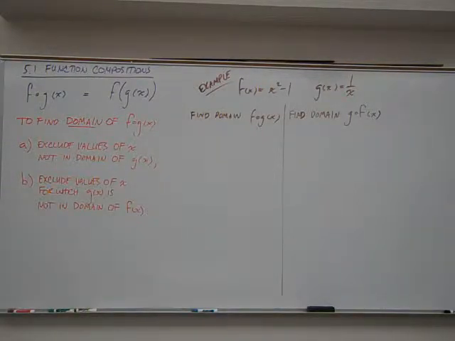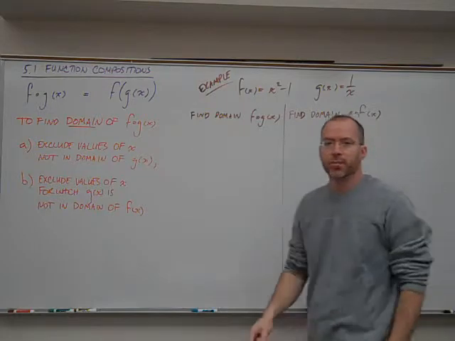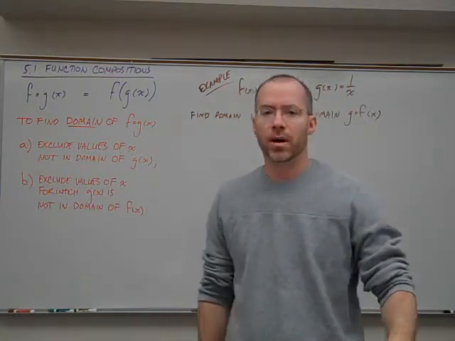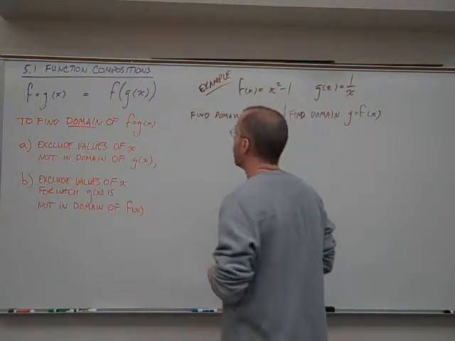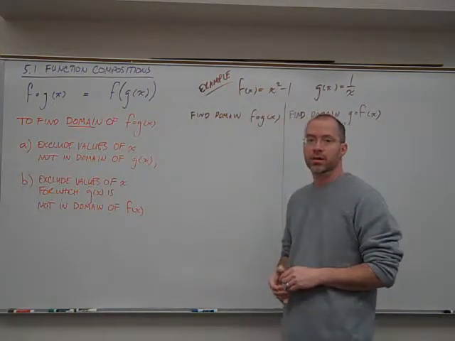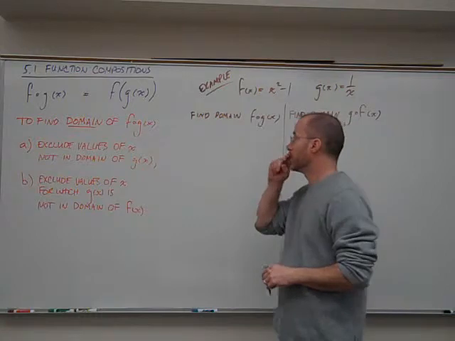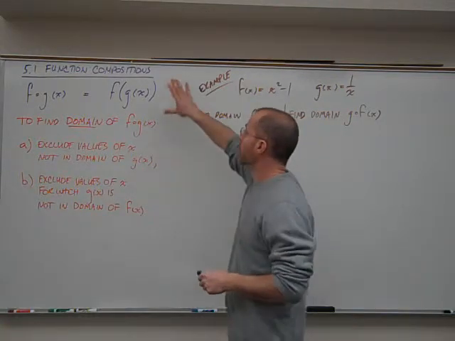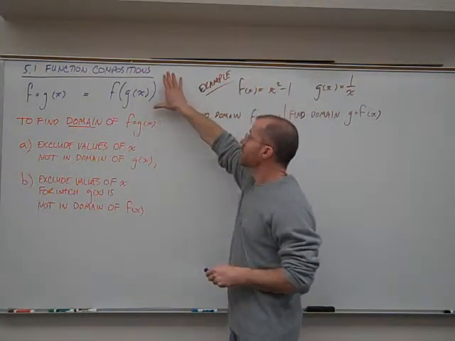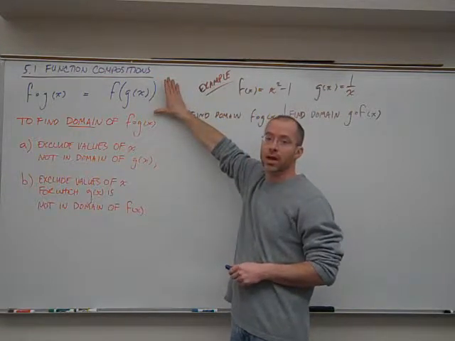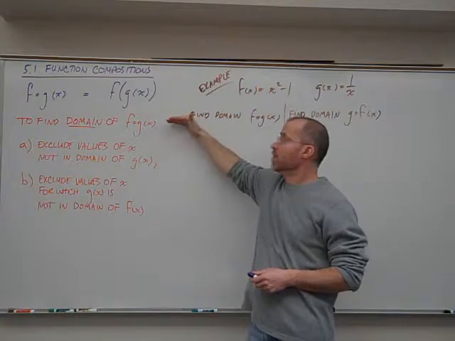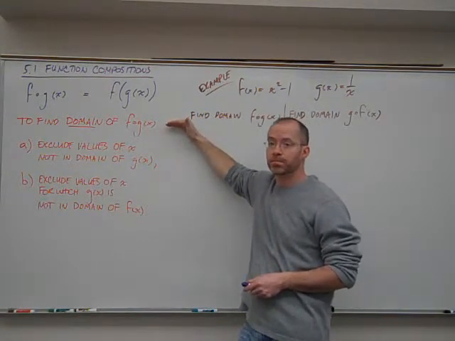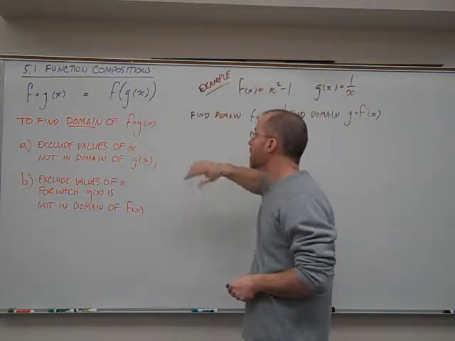Okay, folks, here are some further examples from section 5.1 on composition of functions, and these will be similar to some of the homework you need to do in this first set of work on 5.1. Again, the definition, f composed with g, is f of g of x. And now let's talk about how to find the domain of a composition in an efficient way.